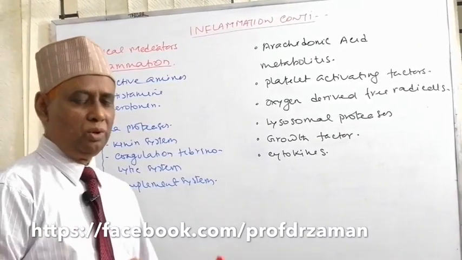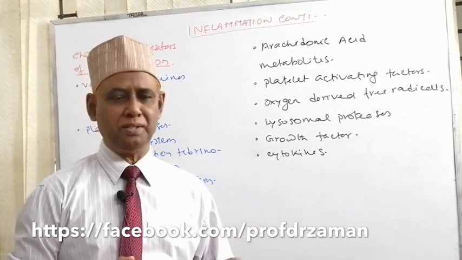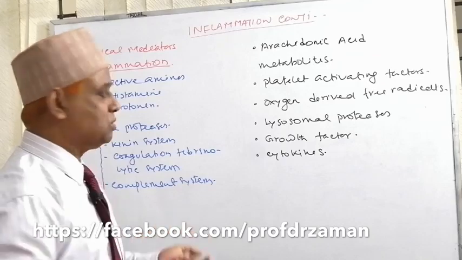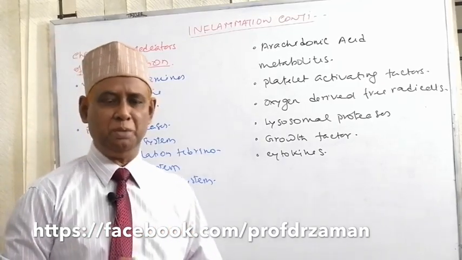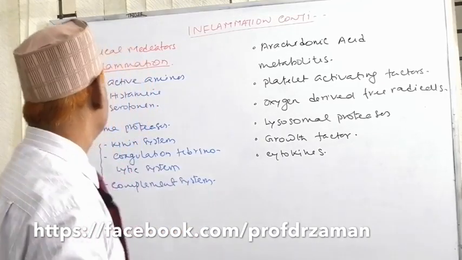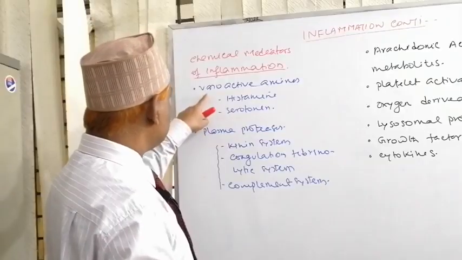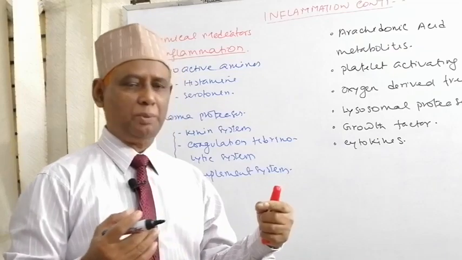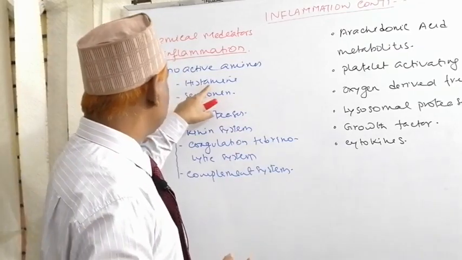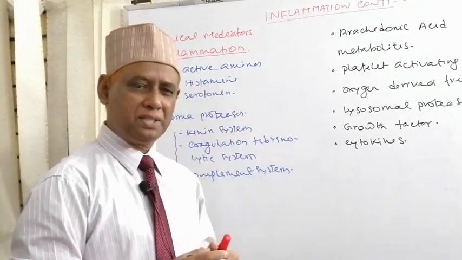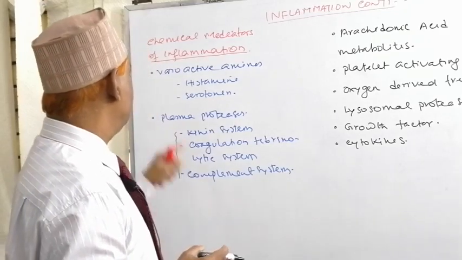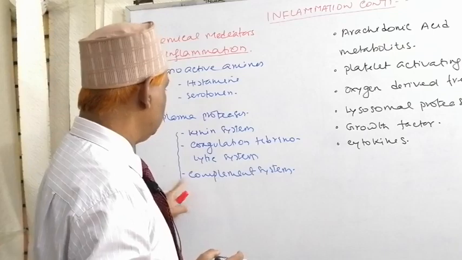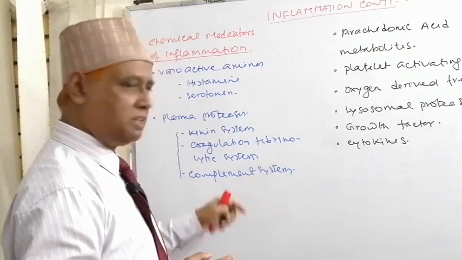Dear audience, you know there are so many steps and events in acute inflammation. These chemical mediators are associated with different steps and different events of inflammation. First come to vasoactive amines. The histamine and serotonin act upon the blood vessels. These are the vasoactive amines. And plasma proteases remain as inactive form in plasma. In acute inflammation, they become activated.